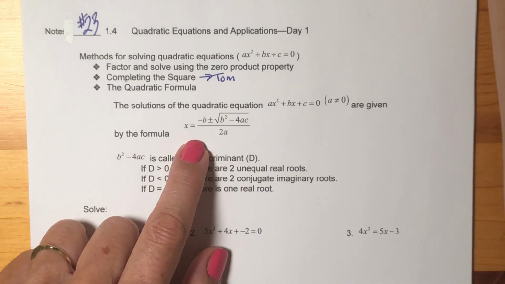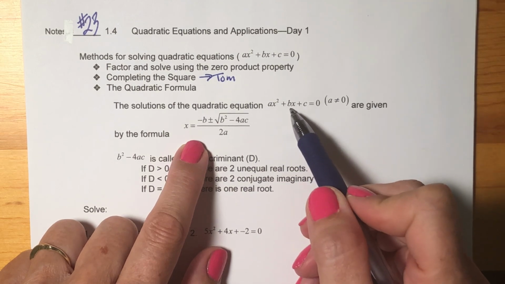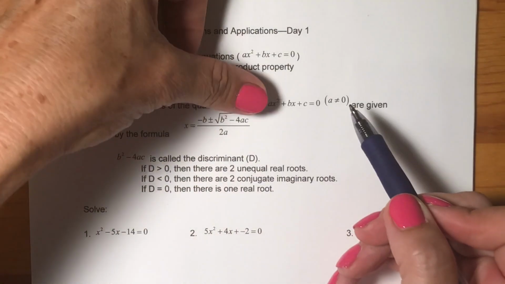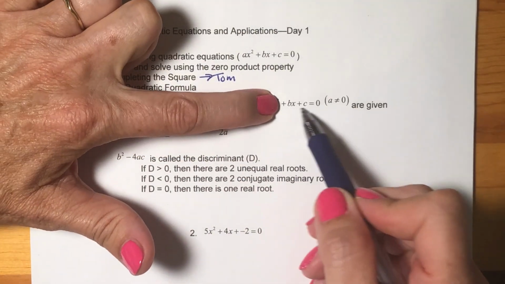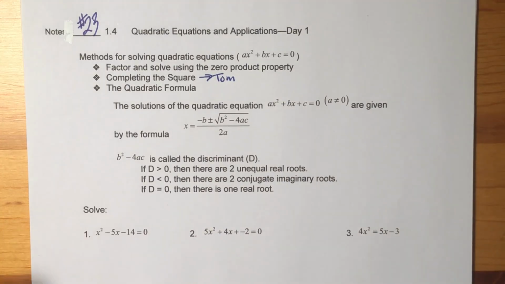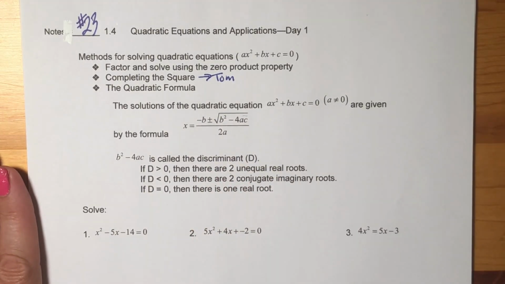So what the quadratic formula says is if it's of the form ax squared plus bx plus c equals 0, and a is not equal to 0, it's important that we say that because then it would not be a quadratic if a were 0, all right? Then we have the formula negative b plus or minus the square root of b squared minus 4ac all over 2a. The part underneath the radical sign, this part right here, is called the discriminant.